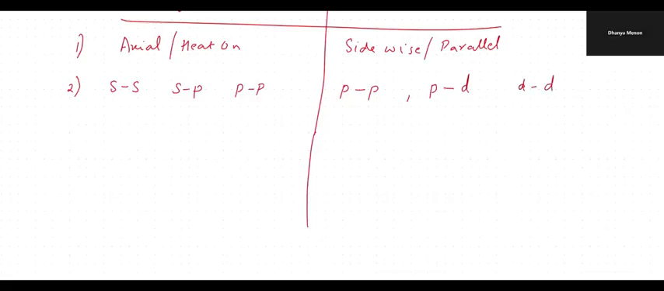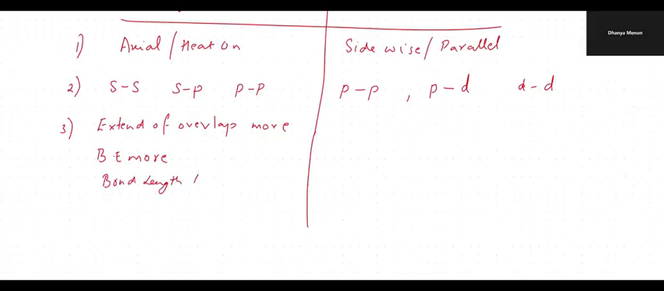Third one is that the extent of overlap is more in sigma bond, so bond energy is more. If the bond energy is more, bond length is less. And it's a stable bond, a very strong bond.